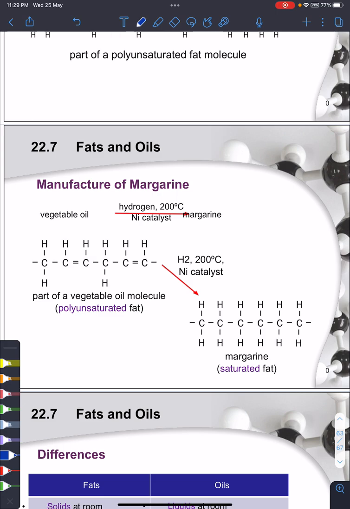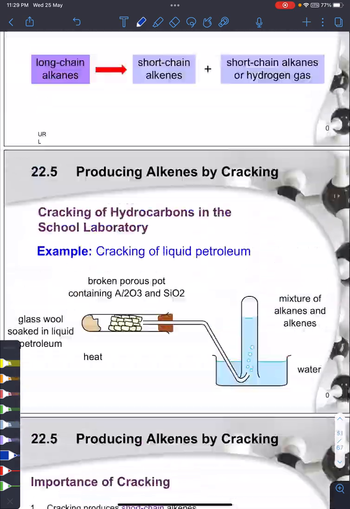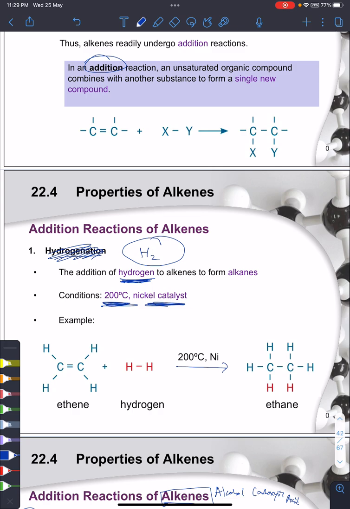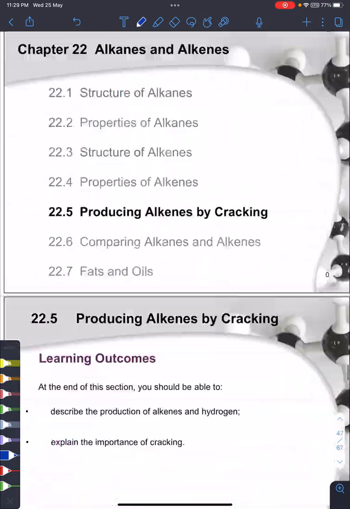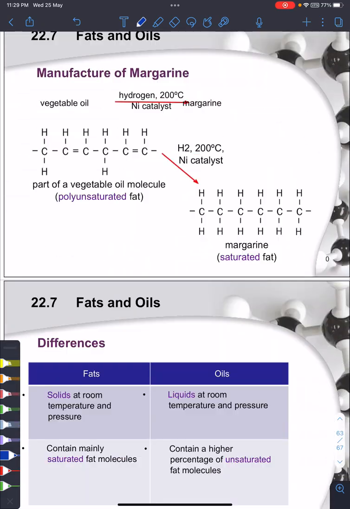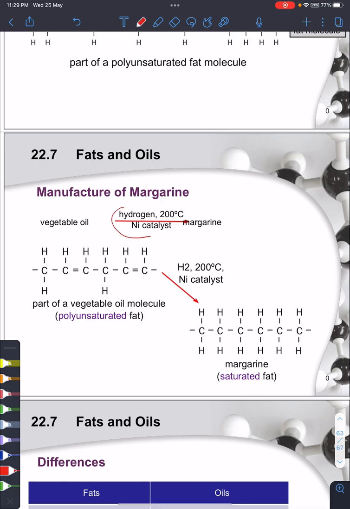Okay, you will need to know how to manufacture margarine. How to do margarine? Actually, it's nothing new. It's merely an application of what we have learned. As we have seen earlier, alkene can become alkane here: 200 degrees, nickel, H2. Cool. It's the exact same thing here. You notice it is also hydrogen, 200 degrees Celsius, and nickel. But what happens is it changes vegetable oil to margarine. So vegetable oil is essentially alkene, margarine is essentially alkane. So this is an application of your reactions into a real life context.